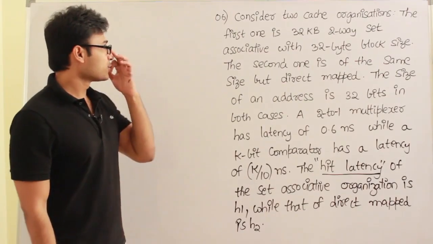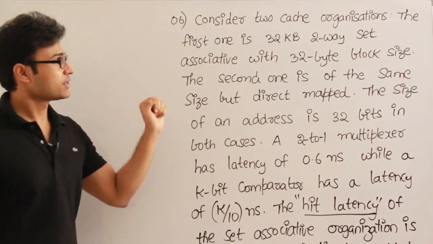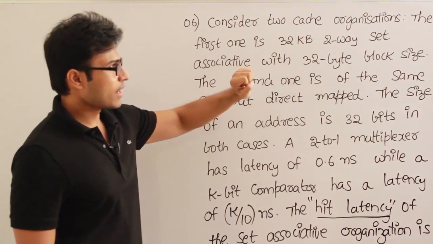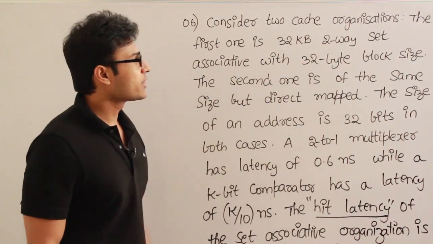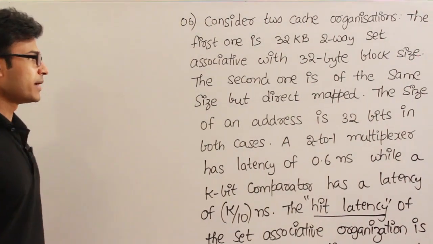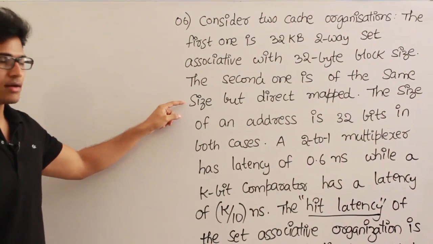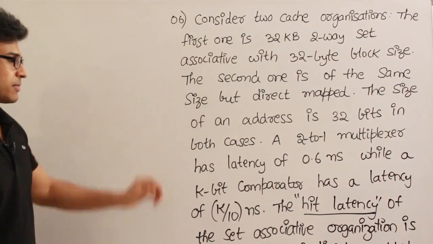This question is given in GATE 2006. They are saying that there are two types of cache organizations. The first one is a 32 KB cache, which is two-way set associative with a block size of 32 bytes, and the second one is the same size and a direct mapped cache. So one is set associative and the other is direct mapped cache.